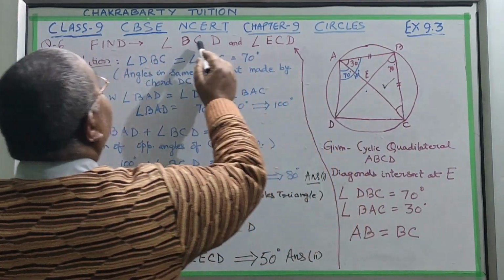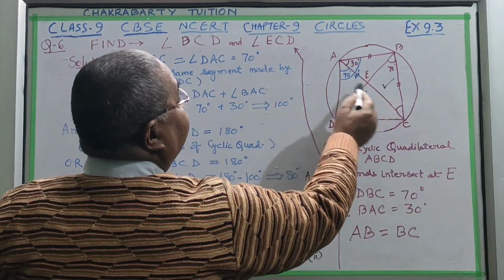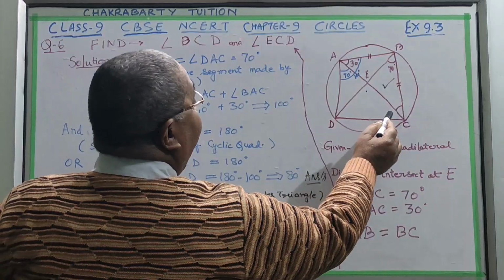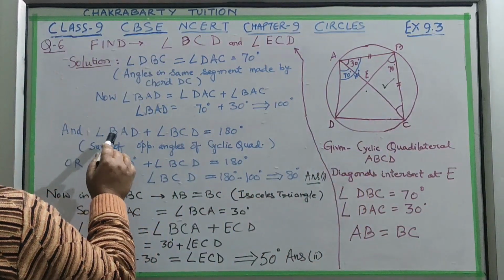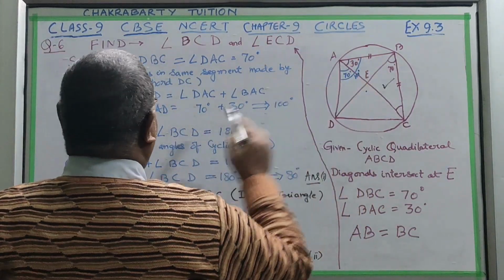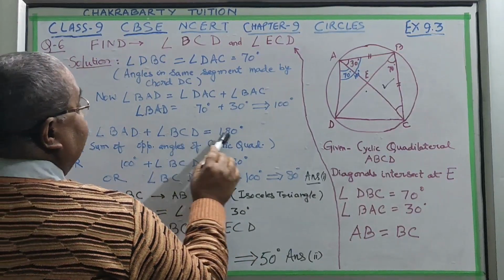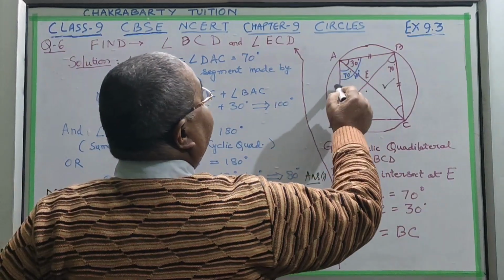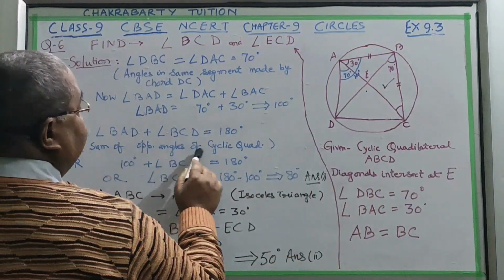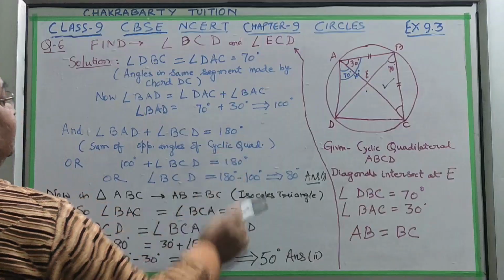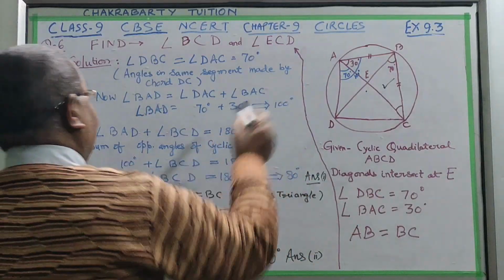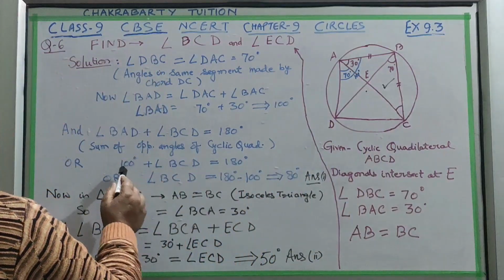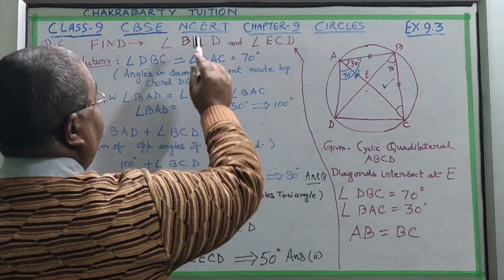So BCD will be how much? BCD will be 180 minus 100, equal to 80 degrees. This full angle will be 80 degrees. How does it come? Angle BAD, which is the full angle 100, plus BCD equals 180 degrees. The sum of opposite angles of a cyclic quadrilateral is always 180 degrees. So if one is 100, angle BCD will be 180 minus 100 equal to 80 degrees. So this is your one answer.